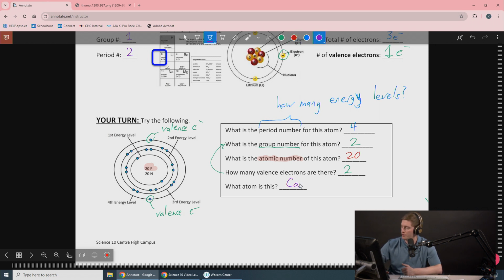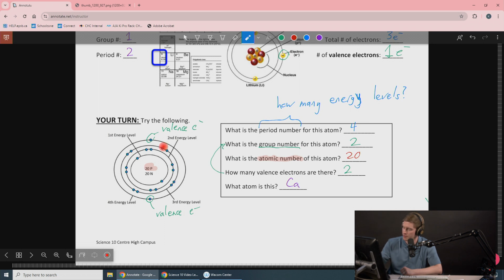But because we know that the atomic number is 20, we know that this is a calcium atom. Note here that calcium should have 20 electrons, so let's count them up to see if it does indeed have 20 electrons. We have 2 in the first level. If we go to the second level, we've got 1, 2, 3, 4, 5, 6, 7, 8. That brings our total up to 10.